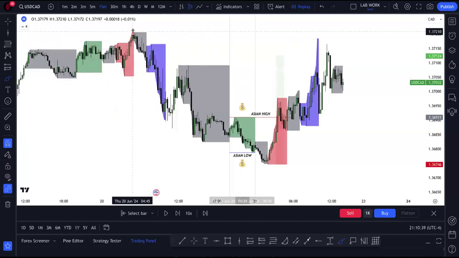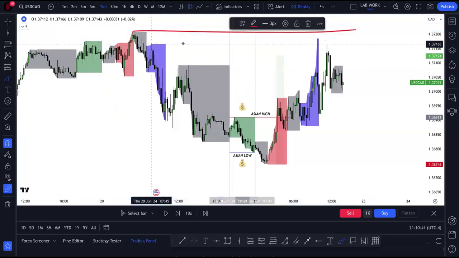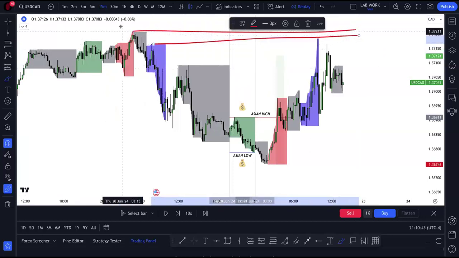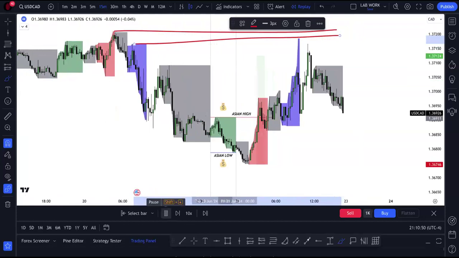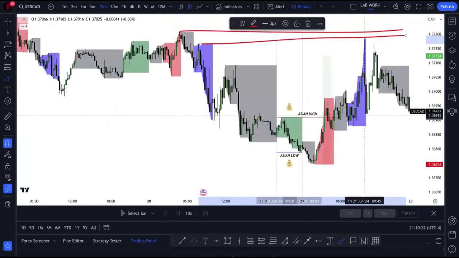There's a London high up here. There's a New York high up here from previous kill zones. You can use those. Those are still buy side. Price may still run into that. And we hold. And that's where we are currently in price. So that's how I would utilize the Asian session for a buy scenario.